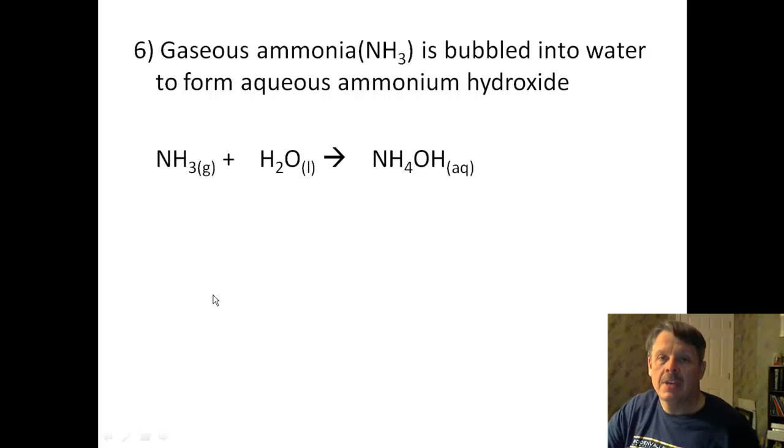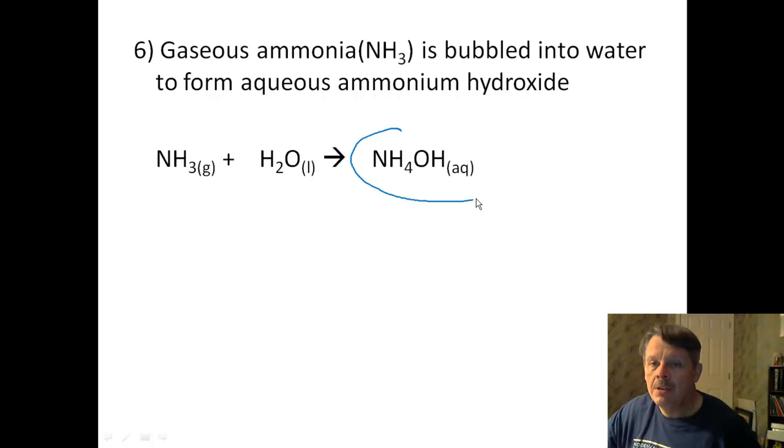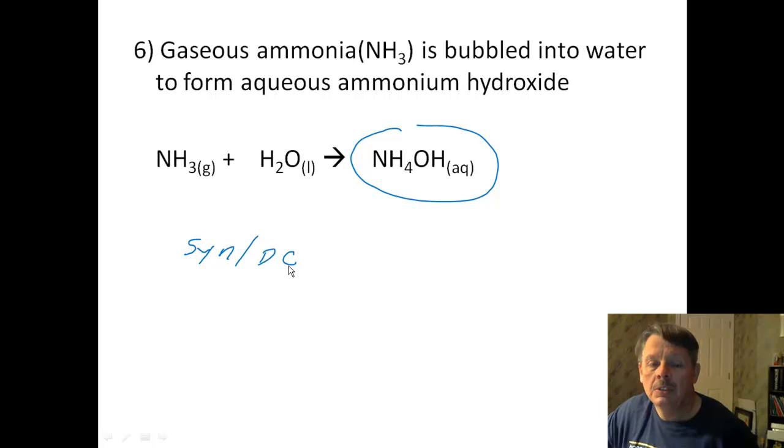All right, gaseous ammonia is bubbled into water to form gaseous ammonium hydroxide. You'll notice you only have 1 thing on the right. So that means that this is a synthesis reaction, or a direct combination, call it what you will. All right. So let's look at what we have. We have to balance it. We have 1 nitrogen on both sides. We have 1 oxygen on both sides. And now we have these yucky hydrogens. 3 plus 2 is a total of 5. 4 plus 1 is a total of 5. So I am, in fact, balanced without putting in any coefficients.